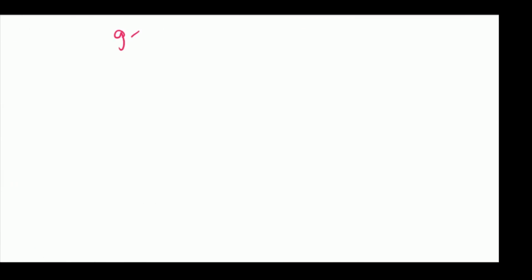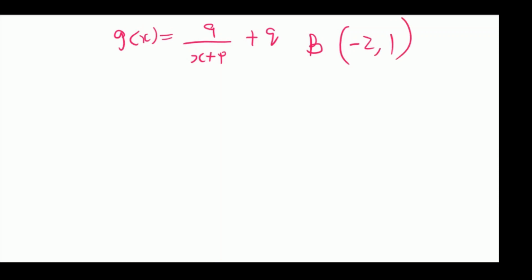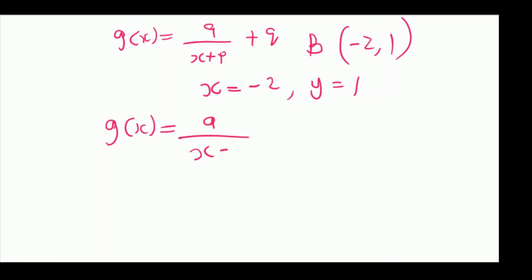So our g of x is equal to a over x plus p, plus q, and our value of b, which is the intercept of our asymptotes, is minus 2 and 1. So this tells us that our vertical asymptote x is equal to minus 2, our horizontal asymptote y is equal to 1. So if we substitute in our equation of g, we have a over x plus 2, plus 1.